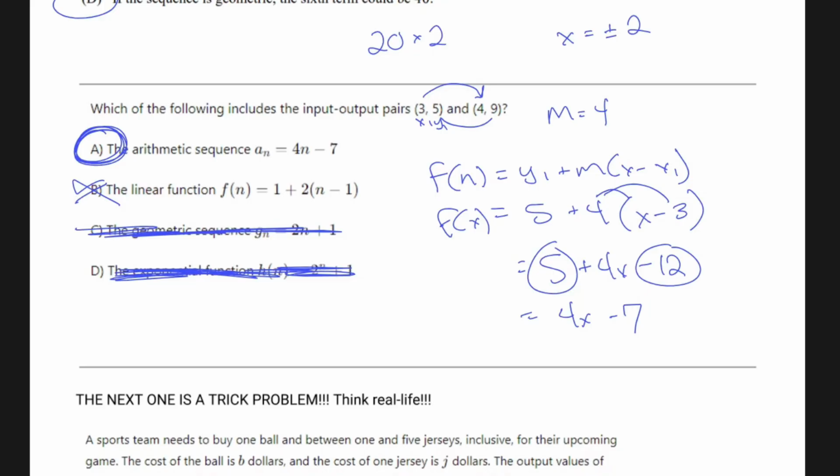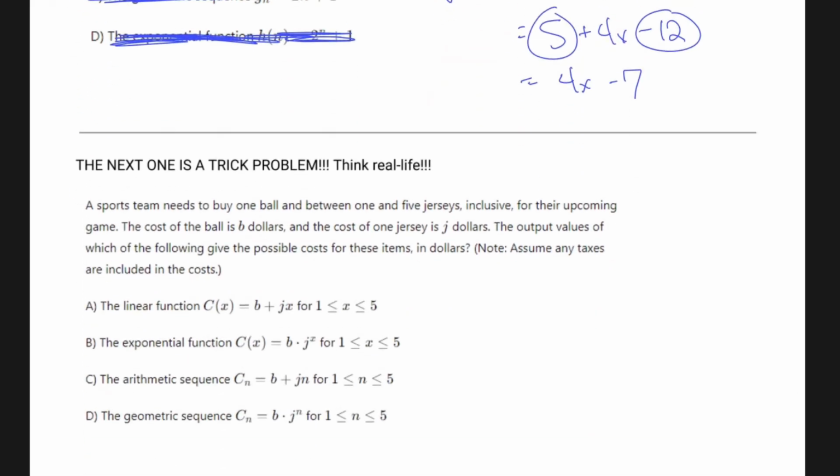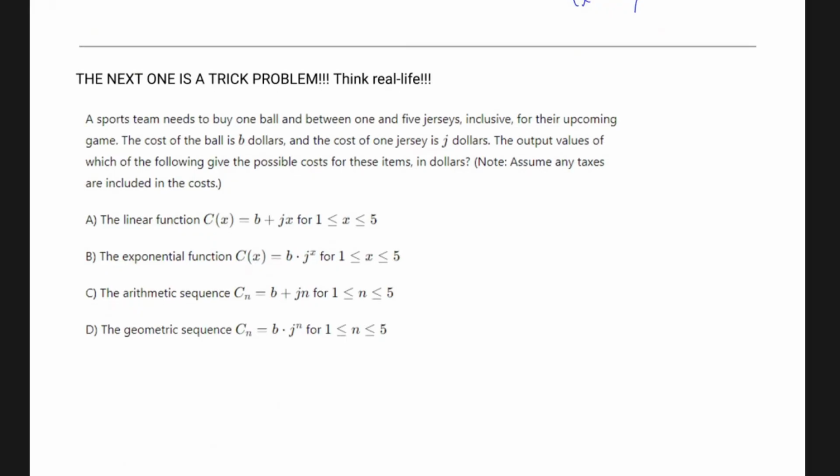Ugh. Didn't like that one either. I don't like any of these problems. Oh, great. And speaking of which, the next one's a trick problem.